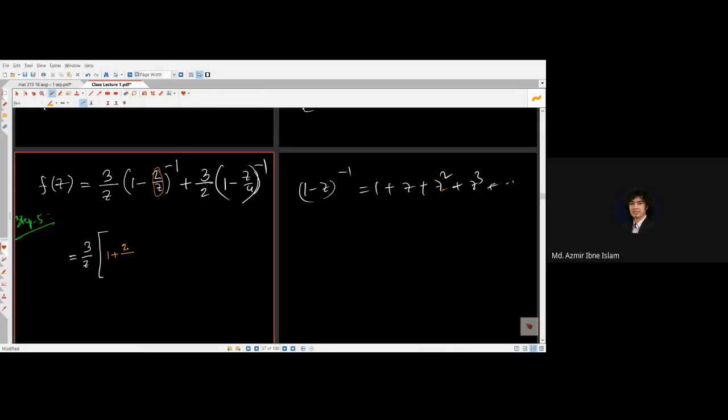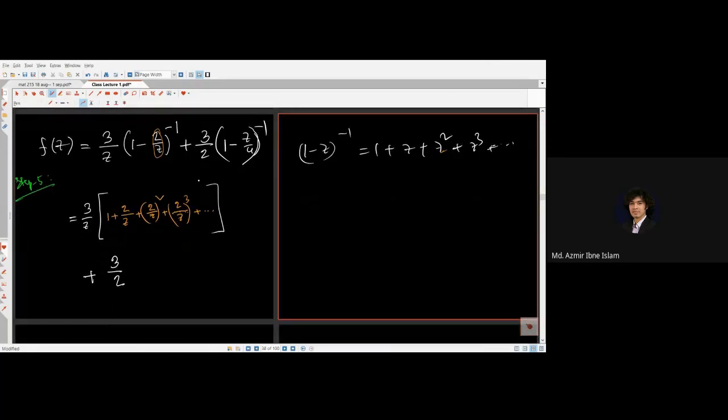So we can write 1 plus 2 by z plus (2 by z) squared plus, let me write another term, (2 by z) cube, up to infinity. So the first part is done. Plus 3 by 2.